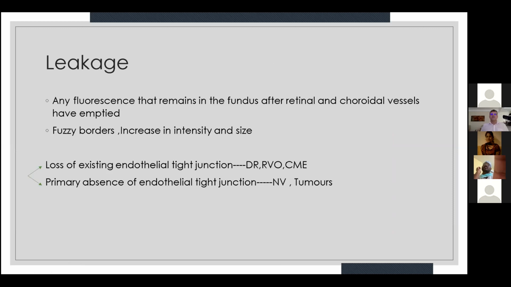Coming to leakage. So any fluorescence that remains in the fundus after retinal and choroidal vessels have emptied, having a fluffy border increasing in intensity and size. So when we have a leakage, either it could be because the existing endothelial tight junction, which was already there, has been lost due to the particular disease, like in case of diabetic retinopathy, microaneurysms, retinal vascular occlusions, or cystoid macular edema, or new blood vessels have developed which do not have the endothelial tight junctions, as we see in case of neovascularization or tumors.